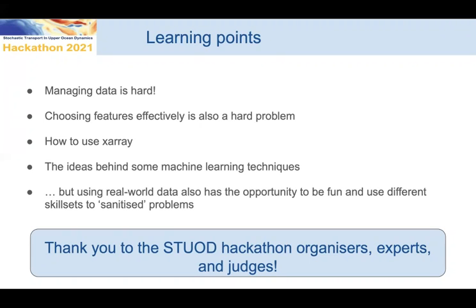Just for fun, what is pycnocline depth? But they had this data because we provided this data in the hackathon. The pycnocline is just the depth of the iso-density layer.